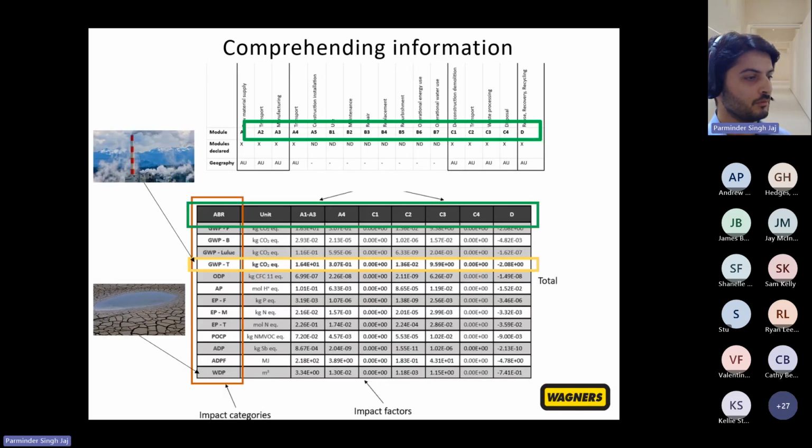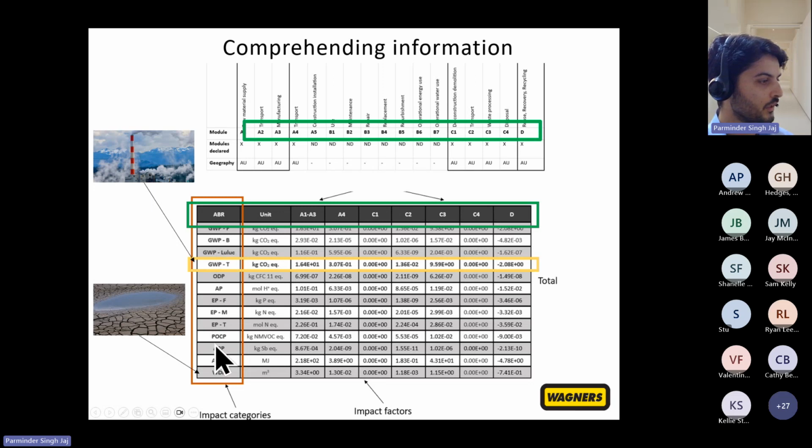So the table may look like this in most of the EPDs. If you remember, we have discussed the product stages. They have different acronyms. So the top row here will tell us more about the stages of the product. A1 to A3 means the product stage, and then the usage stage and any sort of end of life and disposal stage. So the top row is the product stages.